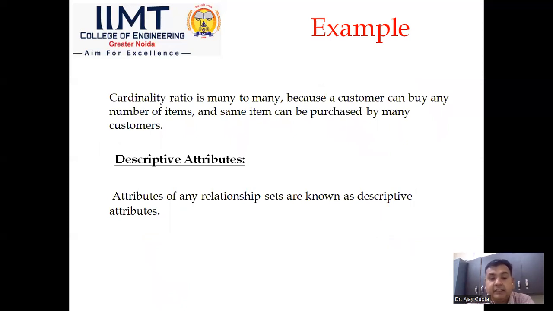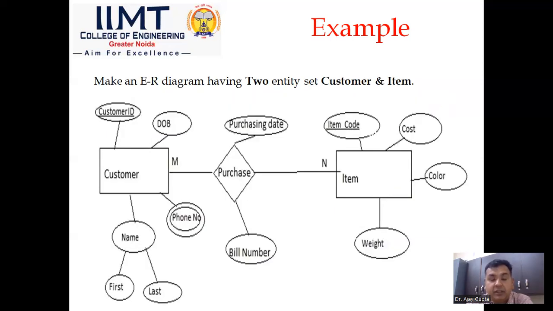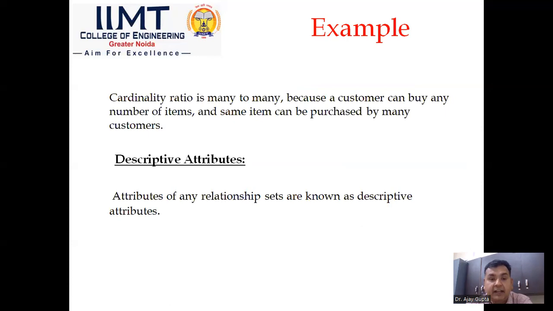Attributes of any relationship set are known as descriptive attributes. So what are the attributes in this example known as descriptive attributes? In this particular example, purchase date and bill number are the descriptive attributes. Why are these descriptive attributes? Because we have already defined that the attributes of a relationship set are known as descriptive attributes. So purchasing date and bill number are descriptive attributes.